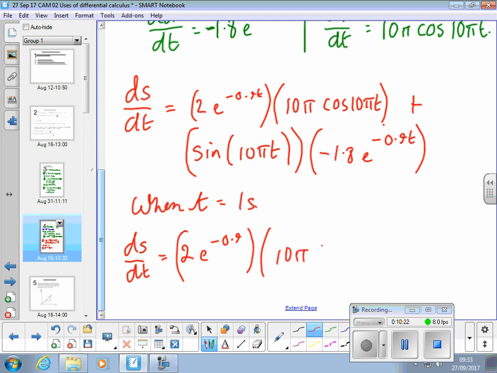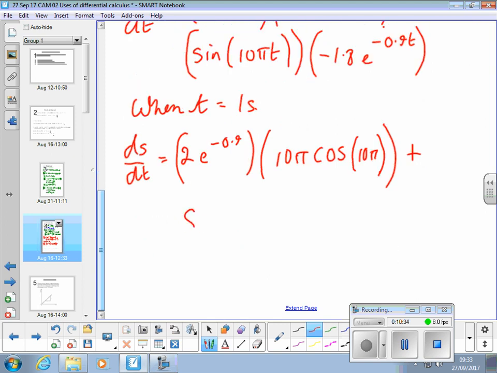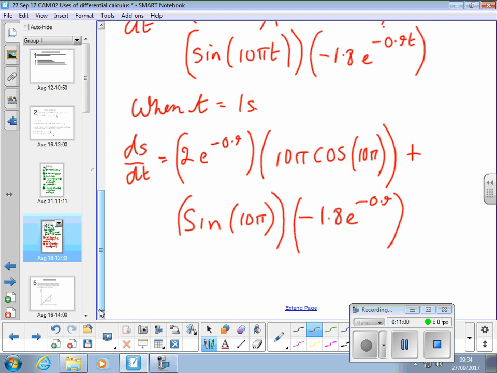times 10 pi cos 10 pi plus sine 10 pi minus, times minus 1.8 e to the minus 0.9. And if you plug that into your calculator, you should get 25.55 centimeters per second for the units, because s, the displacement, is in centimeters with respect to time.